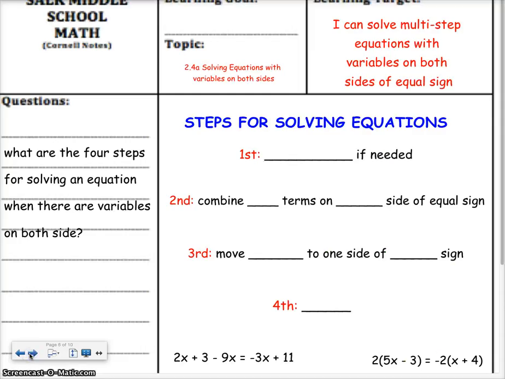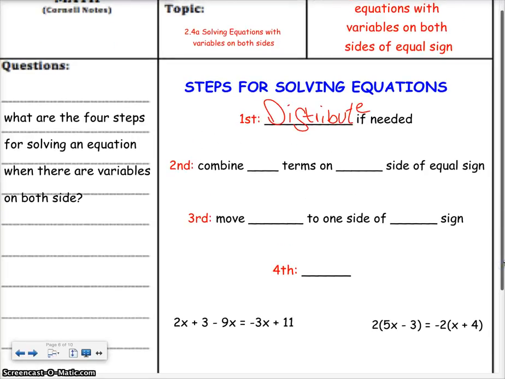So, here's what you do. Steps for solving any equation in the whole entire world. The first thing you want to do is distribute if you need to. That is number one in our order of ops. It's like the parentheses in PEMDAS. You always want to distribute if you need to.